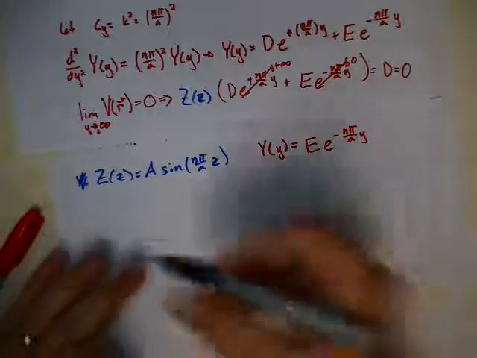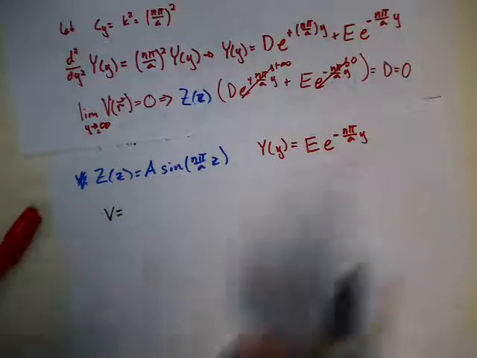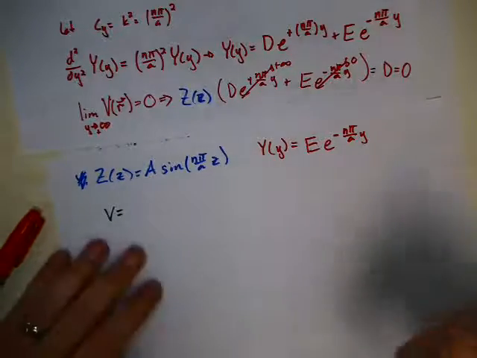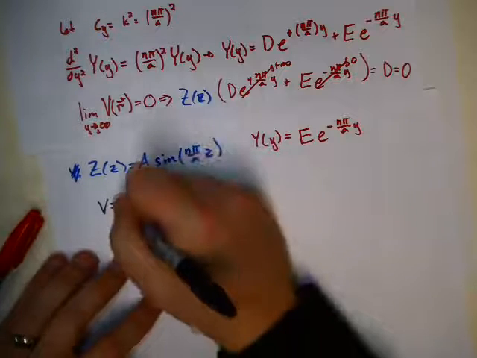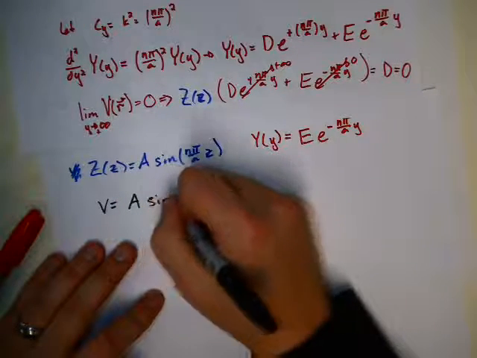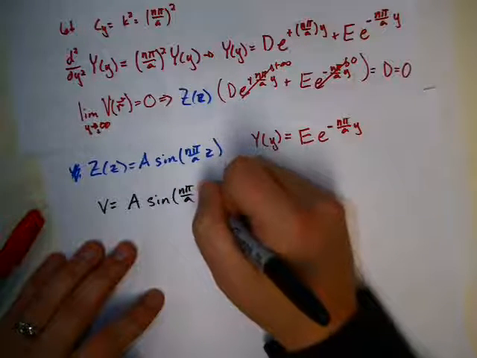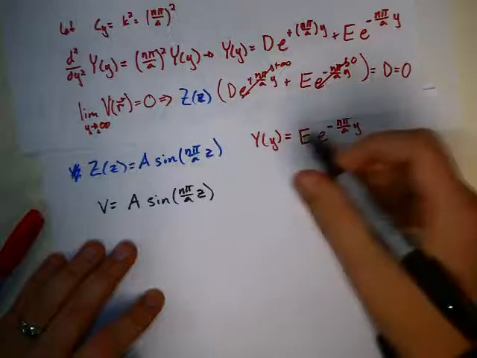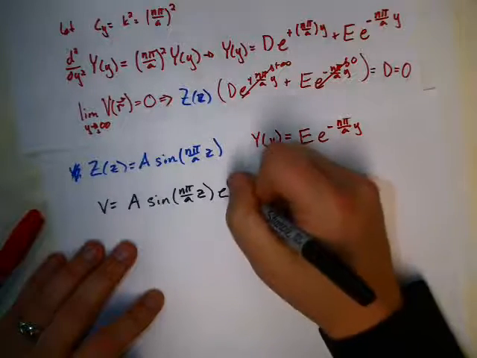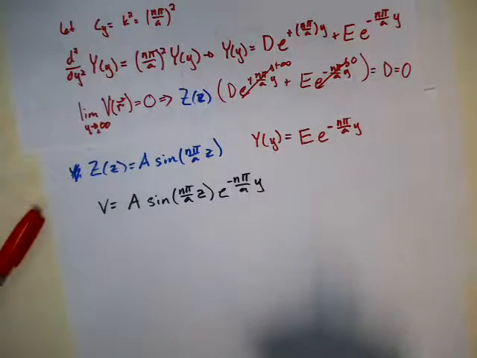That means that we can stick these two together and we're going to get that v is equal to, I have A and E, those are two different arbitrary constants that will be set. I can absorb them together, so I'm just going to call this A, then sine of n pi over a z times exponential of minus n pi over a y.